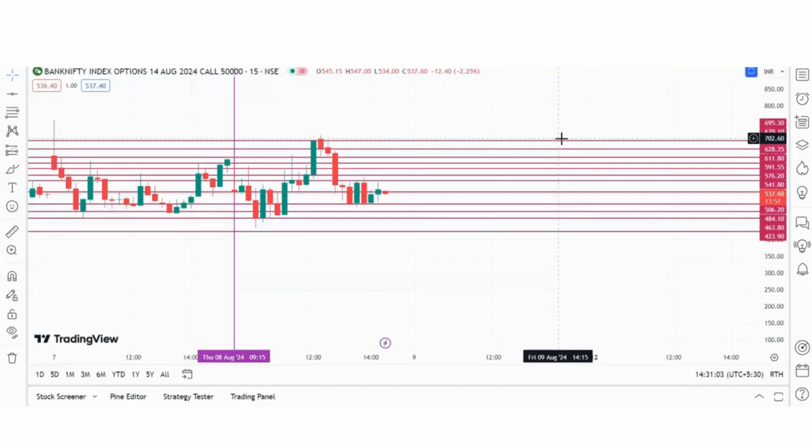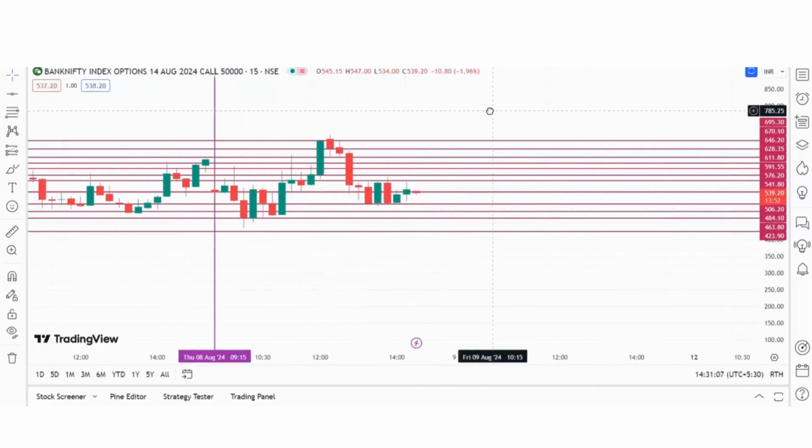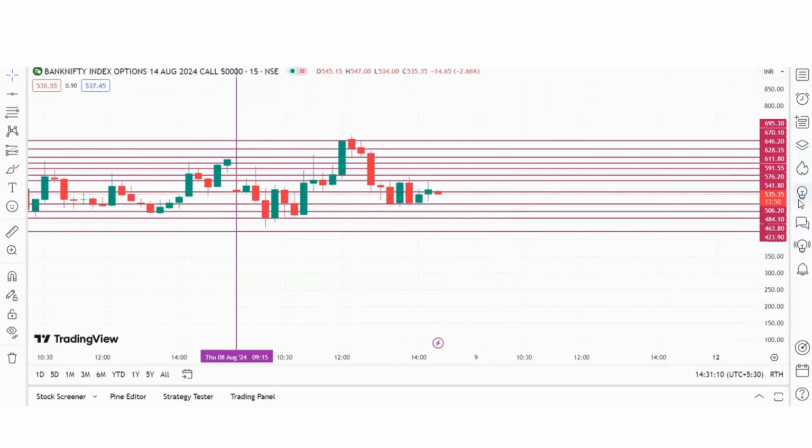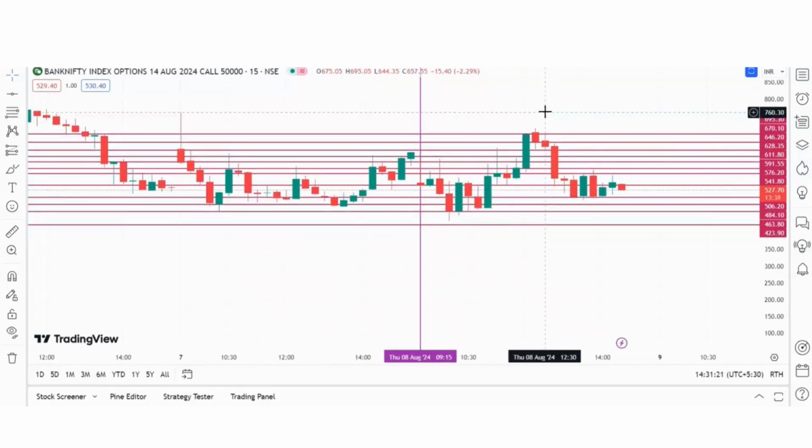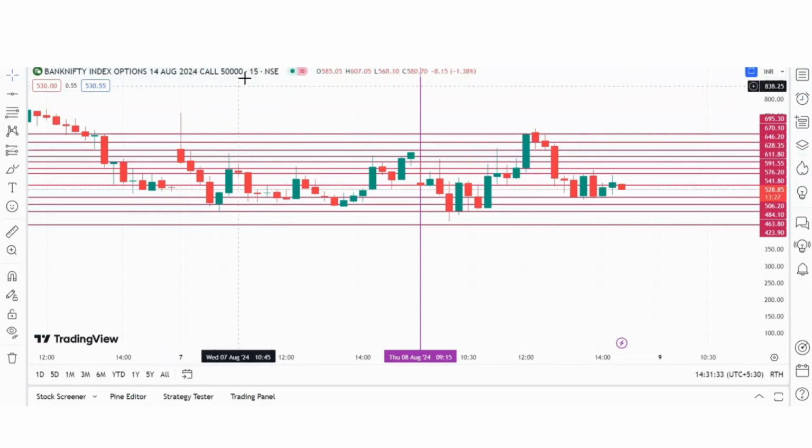So can we do the same thing with individual strike prices? Yes, it is possible, because what I am showing you is the live market. Now you can see the market is running, the time is about 2:31 and the market is going on. Here I had made the levels yesterday, and then drawn the levels on an individual strike price chart, which is available on TradingView. That strike price is your 50,000 call option.